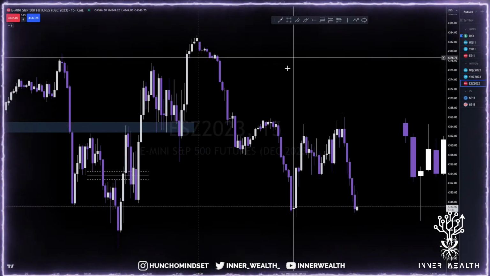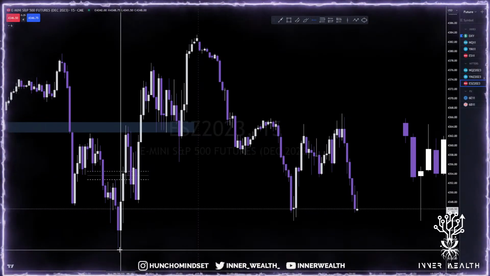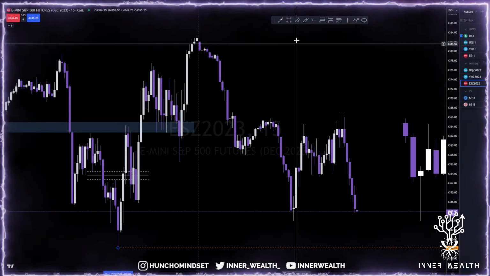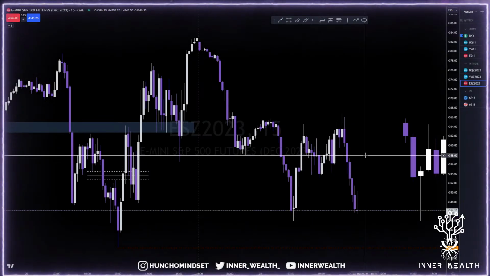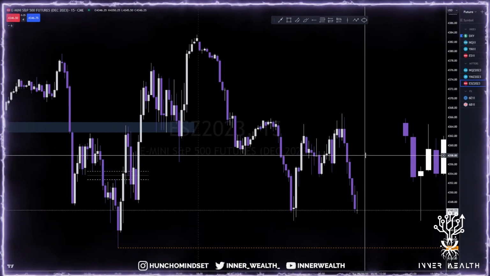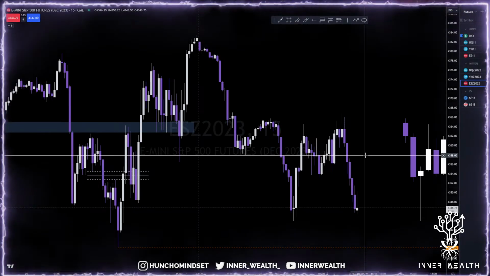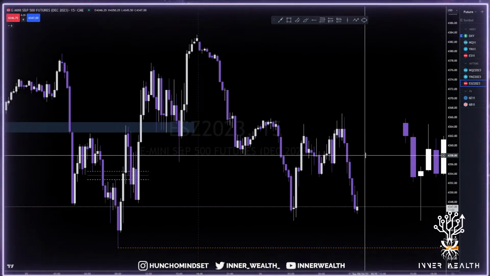S&P, same thing. I would love if S&P just went down here to a previous daily low. Again, it doesn't have to, but minimum I want to see this low. That's already gonna get taken out. Excuse me. Took a NAS short earlier.